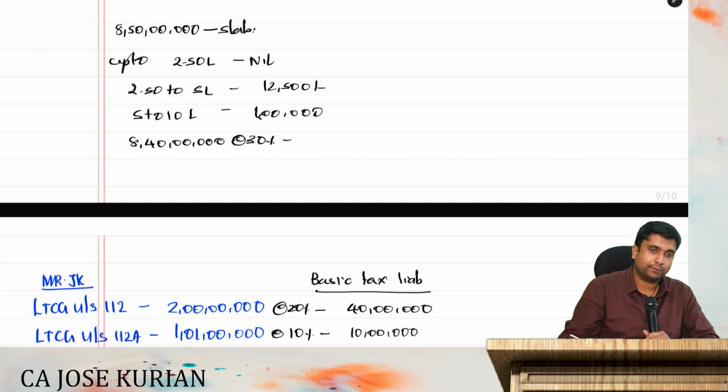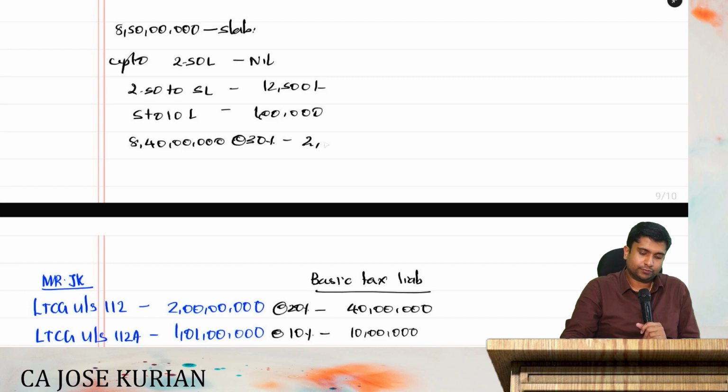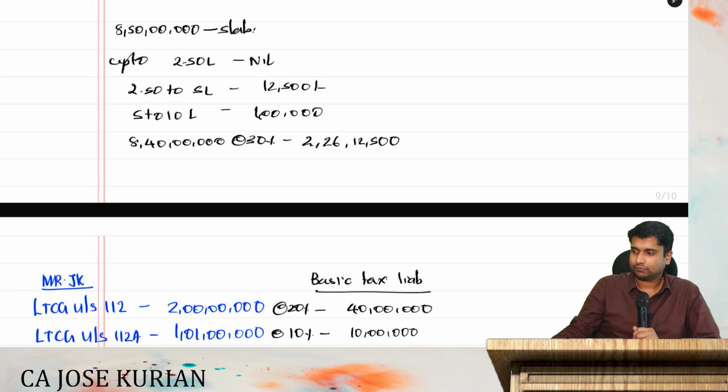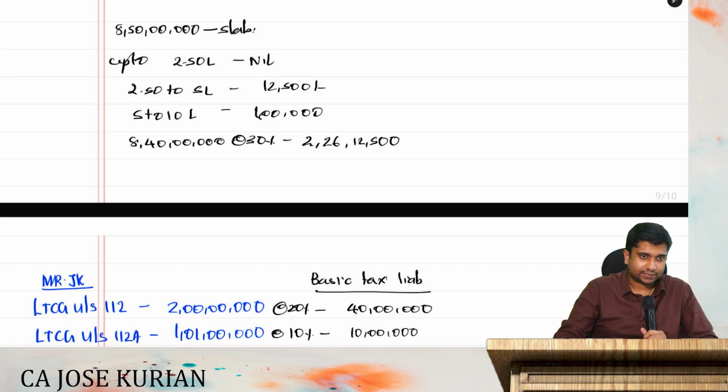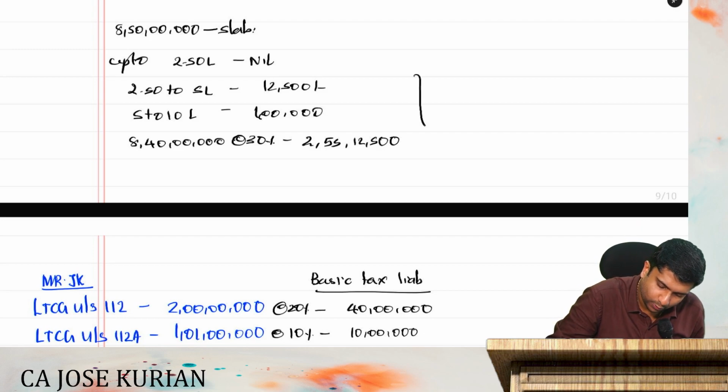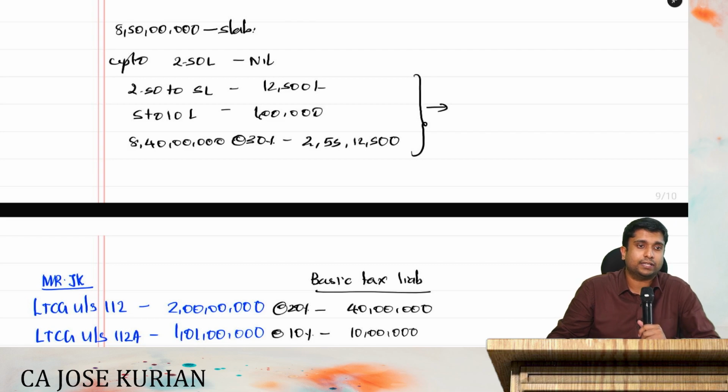Tell me how much is the basic tax liability for that? 2 crore 26 lakh 12,500. Is that correct? It is not 226, it is 253. You have a calculator, compute and tell me. 253 lakh 12,500. So this is the figure coming. Now, adding these three, how much is the total basic tax liability?